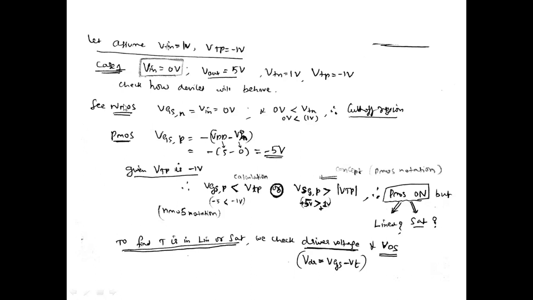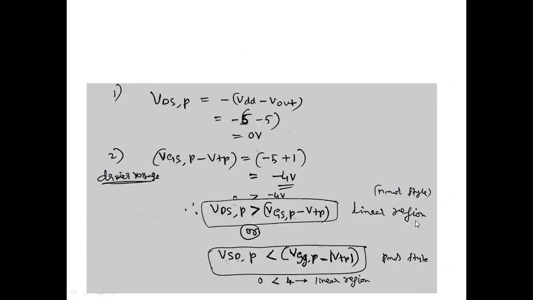Now we'll check the status of NMOS and PMOS. Suppose any one device is in the on condition, again we'll have a check whether my PMOS or NMOS is in the linear region or in the saturation region, by having the calculation of VDS comma P and VGS minus VT. Suppose this VDS comma P is greater than VGS minus VTP, then my device is in the linear region.